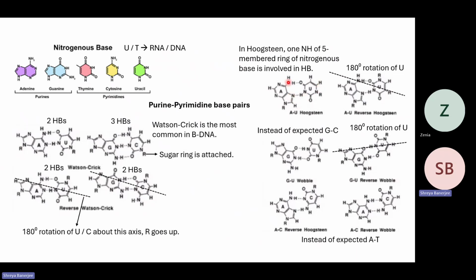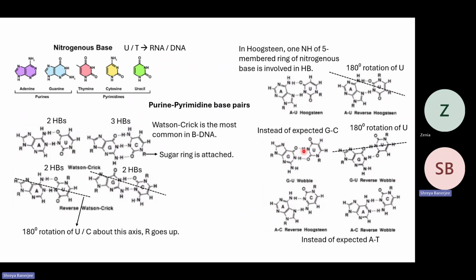And you can similarly have reverse Hoogsteen. So in reverse Hoogsteen, this U is flipped by 180 degrees. So N3, which was pointing down, now points up, and then it is called the reverse Hoogsteen.